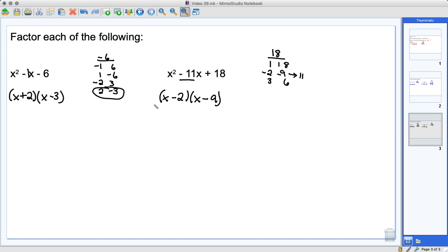So that is factoring in the form x squared plus bx plus c. We're going to do a lot of practice with this, because this is something that you will use in all of your math classes from here on out.